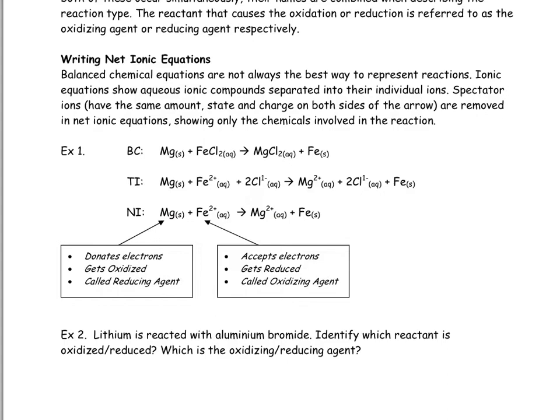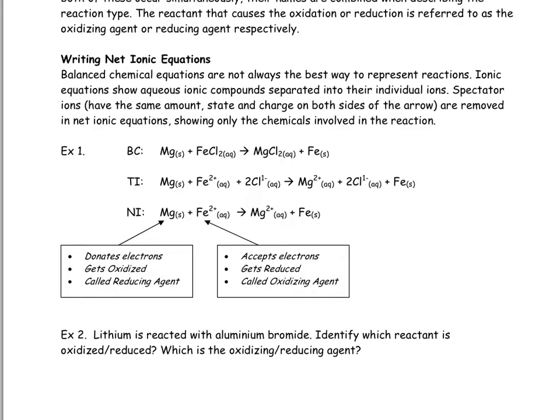Therefore, it is being oxidized because magnesium has lost electrons. It also caused the iron to be reduced. It was a supply of electrons for it, so it's known as the reducing agent. Because iron accepts electrons, it's classified as being reduced. And because it removed the electrons from the magnesium, it is classified as the oxidizing agent because without its presence, magnesium would not have oxidized.